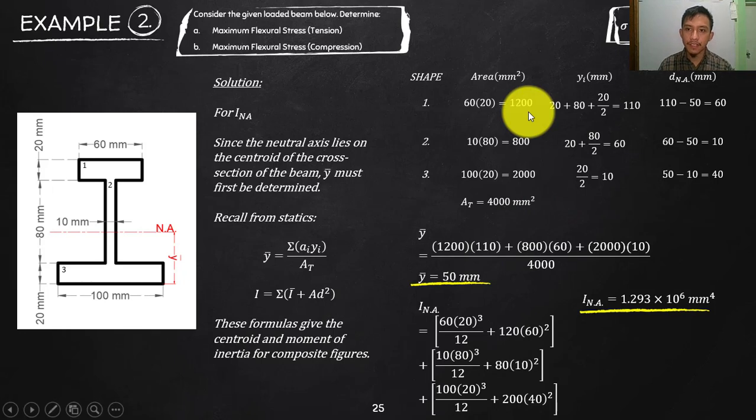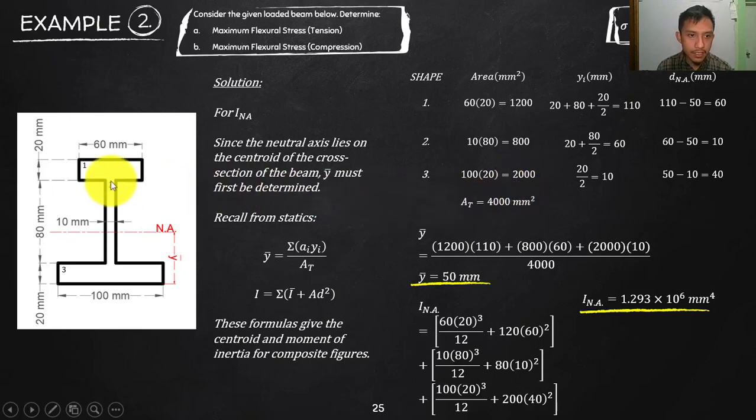Okay, so that is just a typo. This is 60 times 20 is 1200, and that is 800. So the area for this is 80 times 10 is 800. This is 100 times 20 is 2000. Okay, and then summate that, that is the total area, which is 4000.